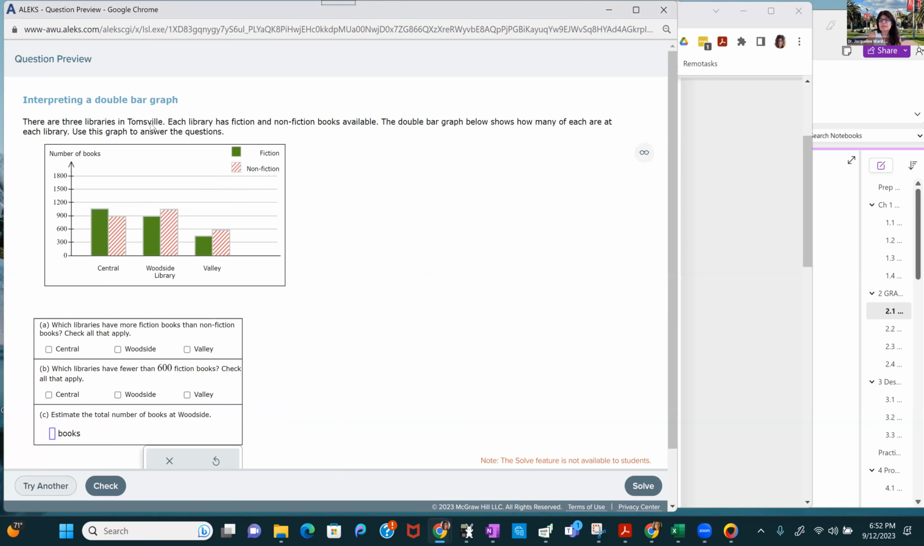All right, there are three libraries in Thomasville. Each library has both fiction and nonfiction books. The double bar graph below shows how many of each are at each library. So here we have the number of books, and here we have the library. So at Central, there are this many fiction and that many nonfiction books, etc. So which libraries have more fiction than nonfiction? Just give me the letters. What do you guys think?